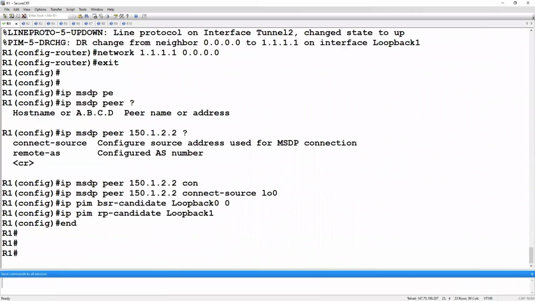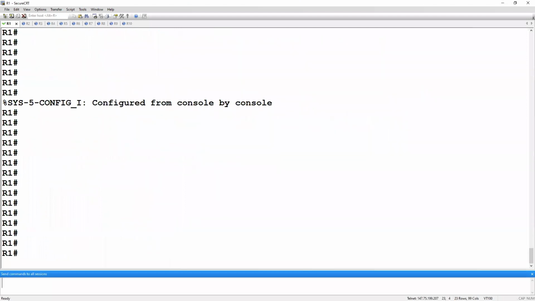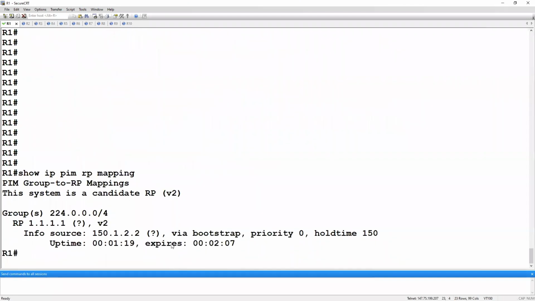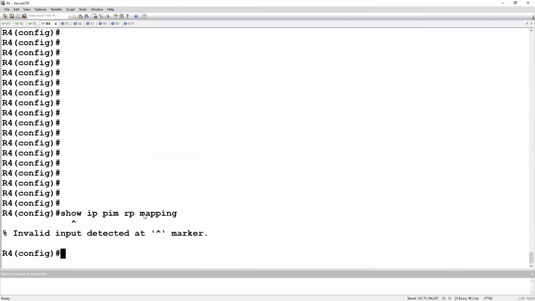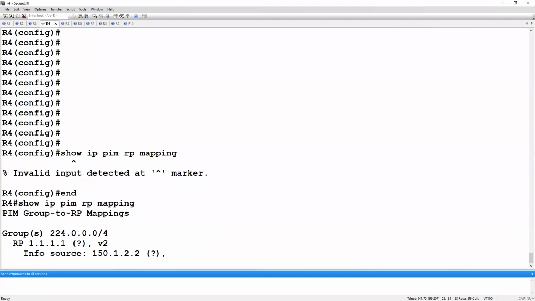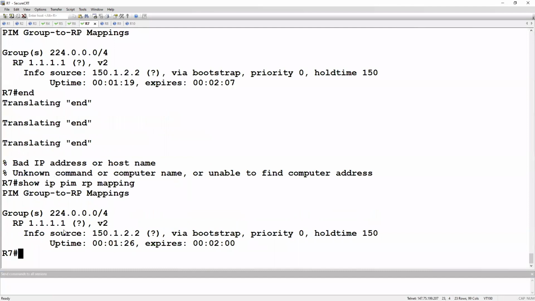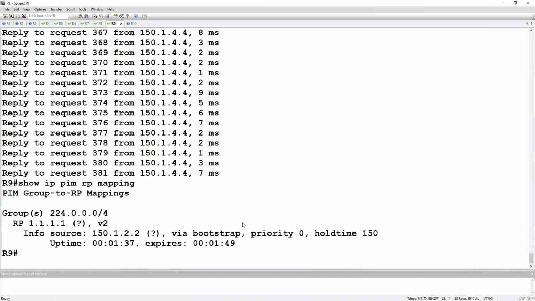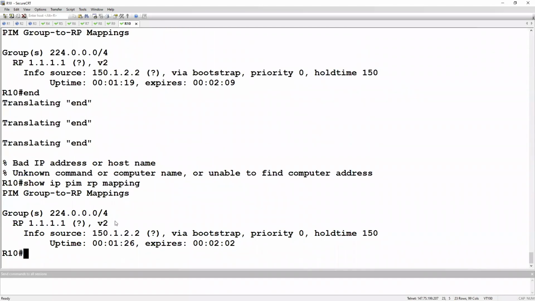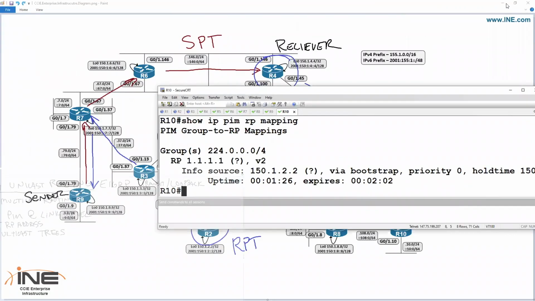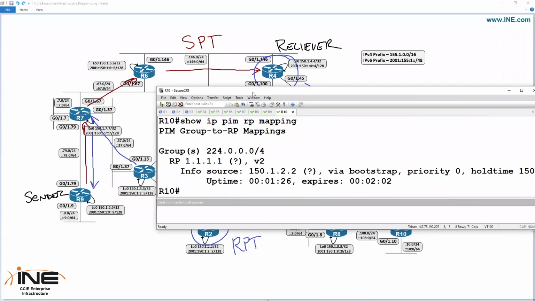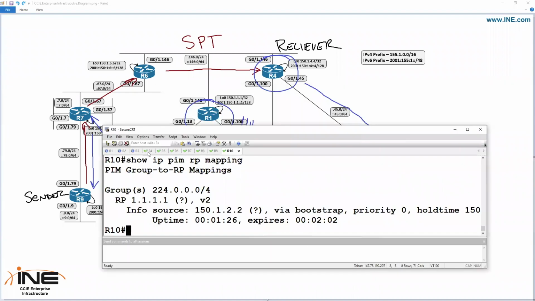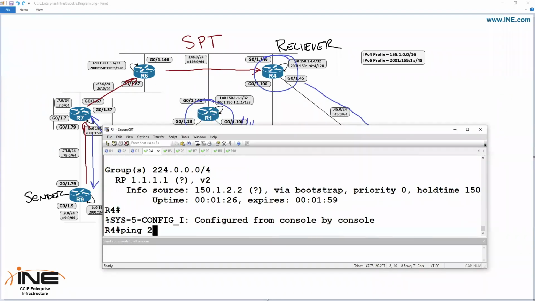So if we look on all of the routers and show ip pim rp mapping, we should see 1.1.1.1 as the rendezvous point address. Okay, so if we go back to the topology, let's say that we ping from somewhere close to router 1, from router 4. Let's ping to 224.44.44.44.